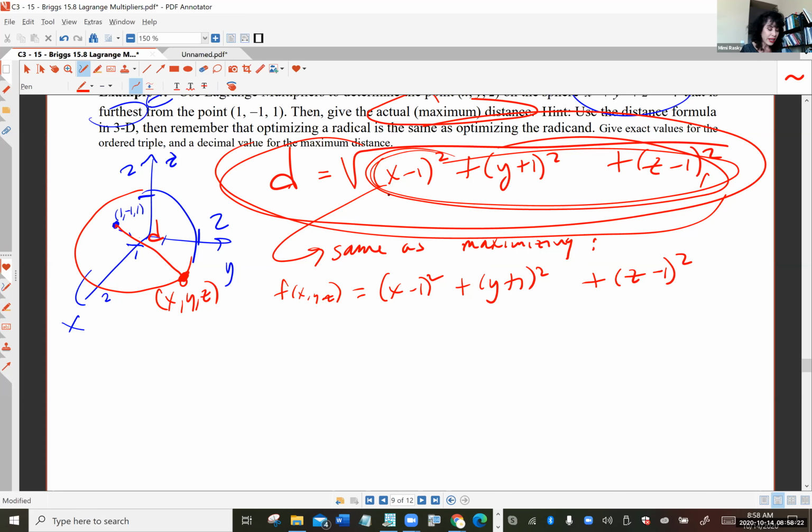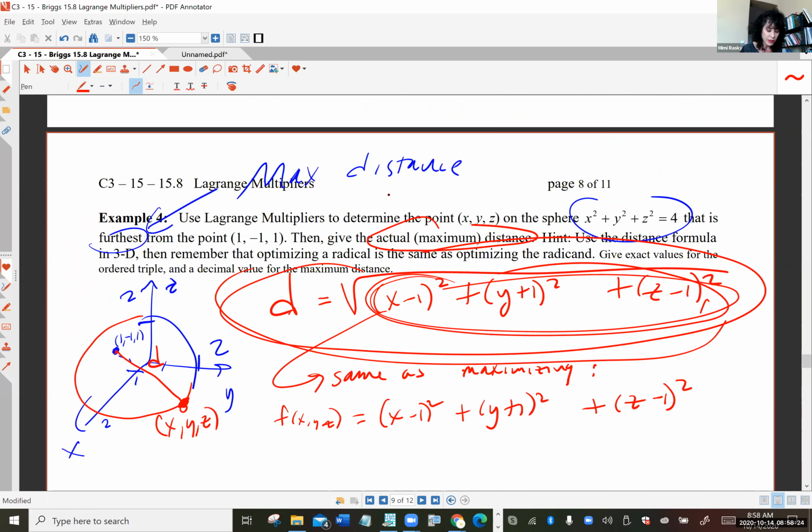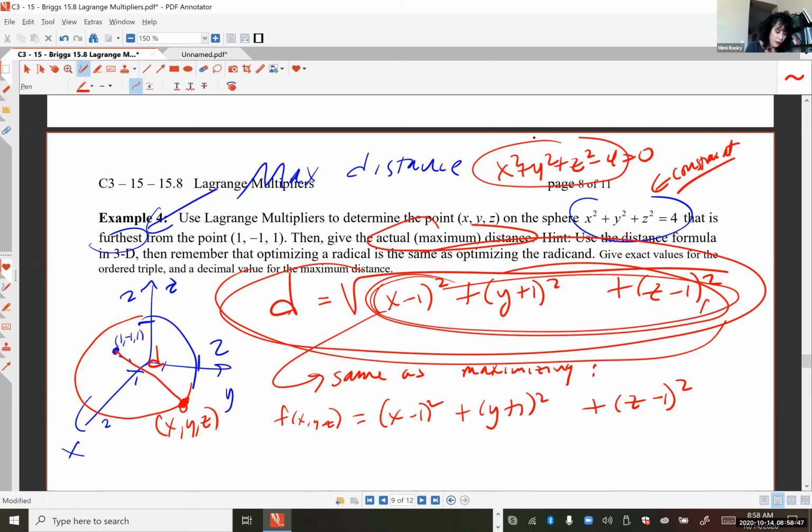And then the constraint, well, where's the constraint? Does anybody see a constraint equation anywhere in this word problem? Sphere. The sphere itself. Yeah, this is our constraint. The point x, y, z is constrained because it's got to be on the boundary of the sphere. It can't just be anywhere in space. So you know the drill. Get the constraint equation written in the proper format where everything's on one side and zero's on the other. And then that right there is your G that we're going to use when we create big L.